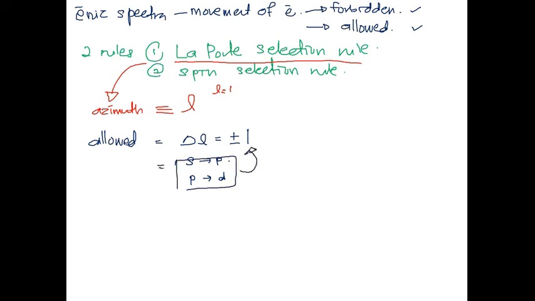Because when you subtract the azimuth number, you will get 1. Okay, so the next one is the G with U. When there is a change between G and U, it will be considered an allowed transition. So what is G, what is U?